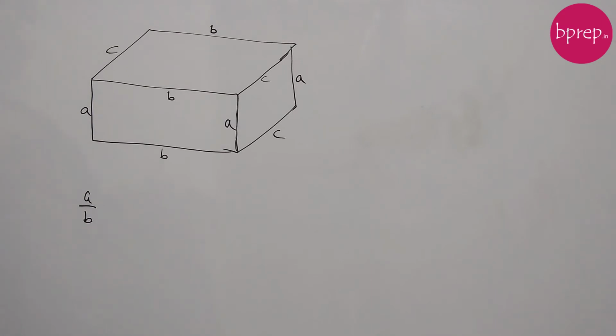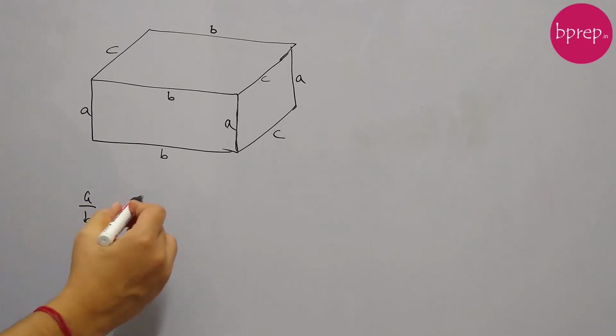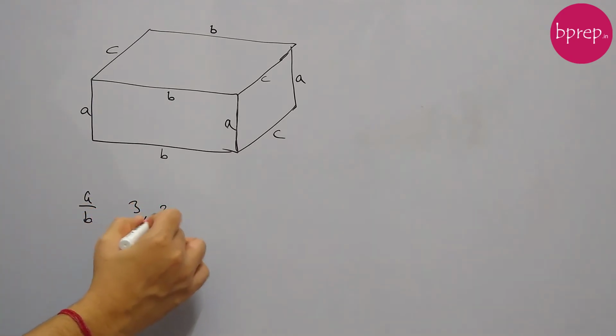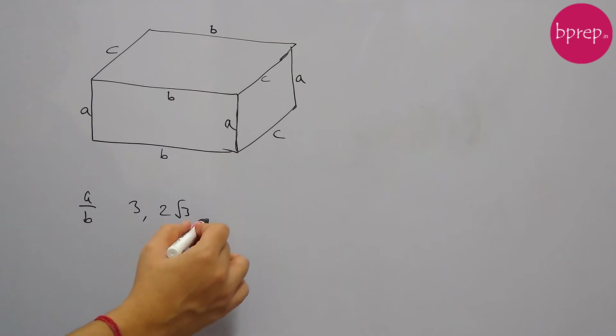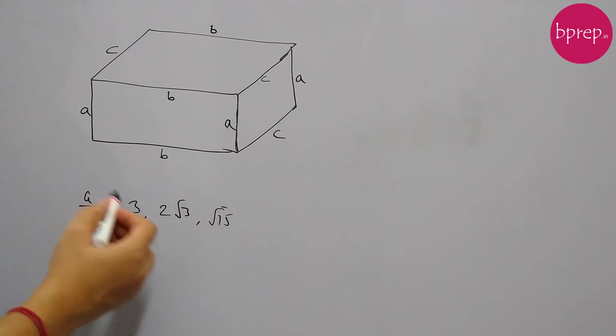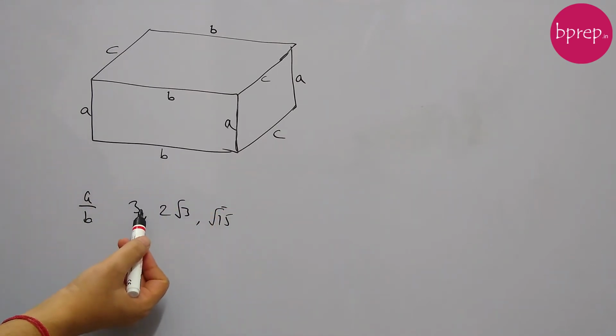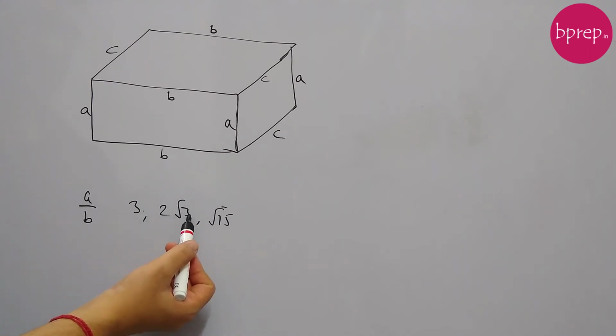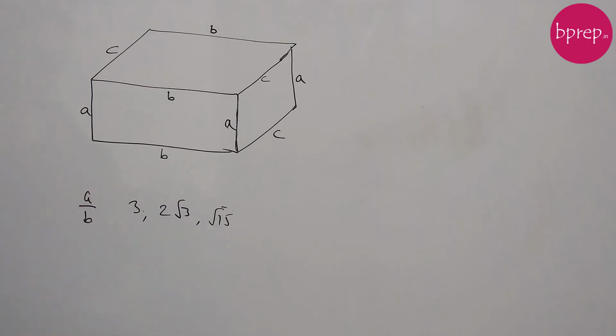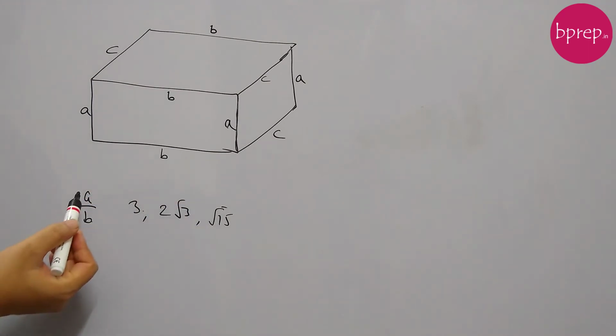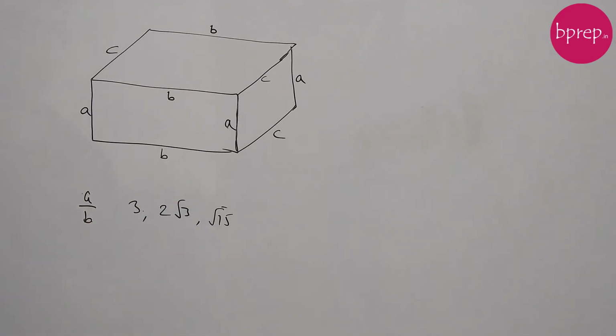Now the question is given that we have the ratio of the diagonals. Okay. So diagonals are 3, 2√3 and √15. So these are the ratio. We can also put a multiplier. We can say this is 3x, 2√3x, √15x. X is not needed because ultimately they are going to cancel. We need to find out A by B, so again they will cancel.